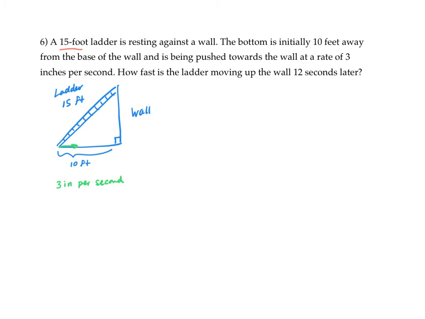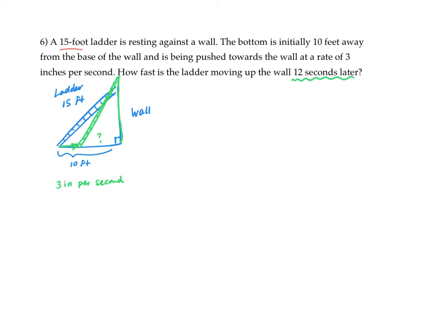All right, it says how fast is the ladder moving up the wall 12 seconds later? Okay, after 12 seconds, we have to figure out where the ladder is. Because if that ladder is being pushed towards the base of the wall at a rate of 3 inches per second, the ladder is going to end up looking something like this. Meaning it's going to be closer to the wall, and it's also going to reach a point higher up on the wall. So we want to find this new distance right here.